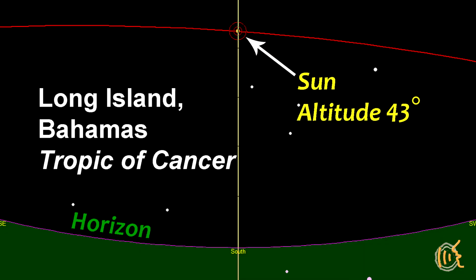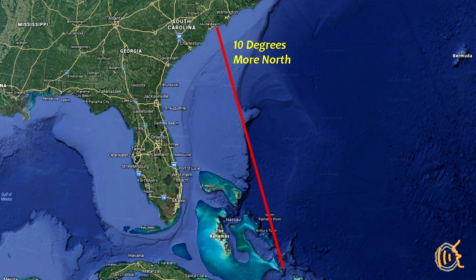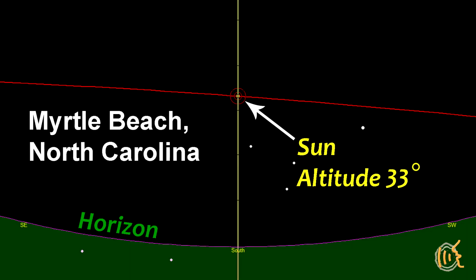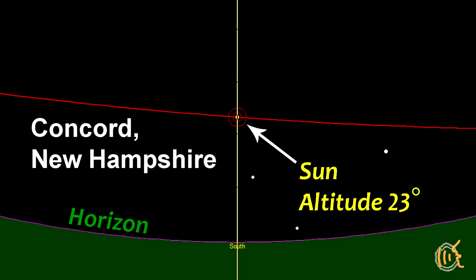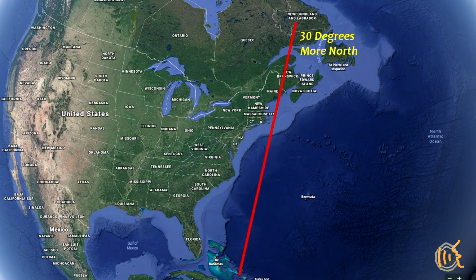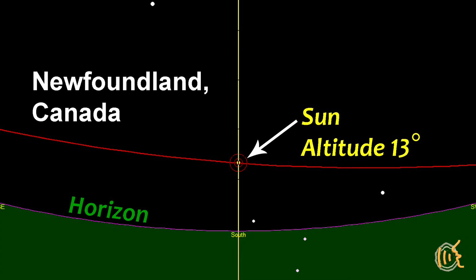At that spot, on that day, the Sun can get to a maximum altitude of about 43 degrees above the horizon. Let's see what happens as we move north. What if you were in Myrtle Beach, South Carolina, a latitude 10 degrees more north than that beach? The Sun could get to an altitude of 33 degrees. If you were in Concord, New Hampshire, 20 degrees north of the beach, the Sun could get to an altitude of 23 degrees. Move up to Newfoundland, Canada, 30 degrees more north of the beach, the Sun could get to an altitude of 13 degrees.